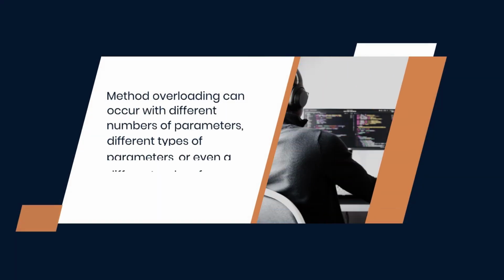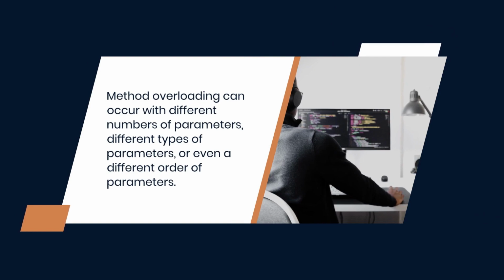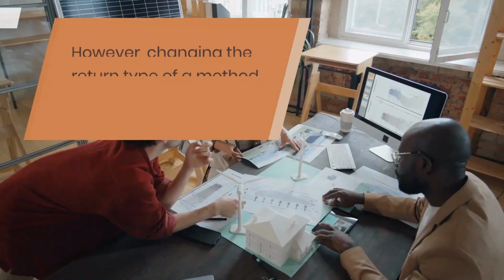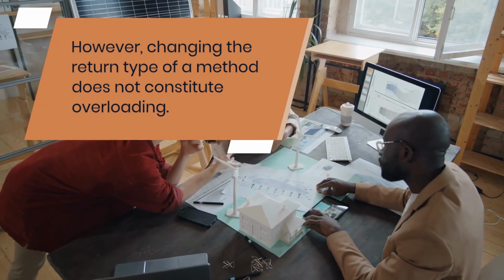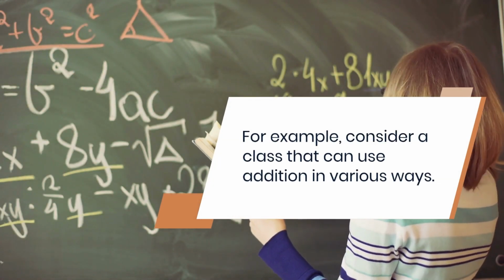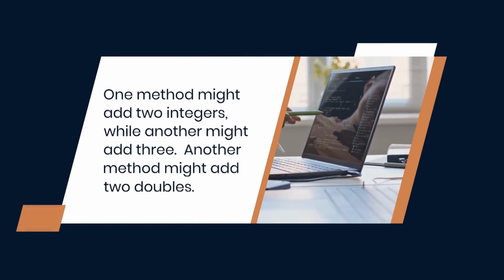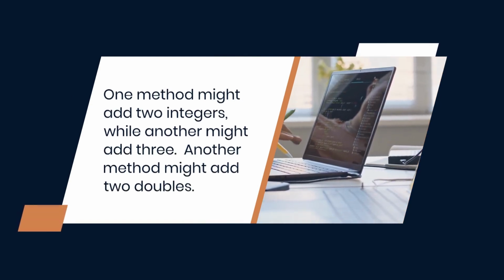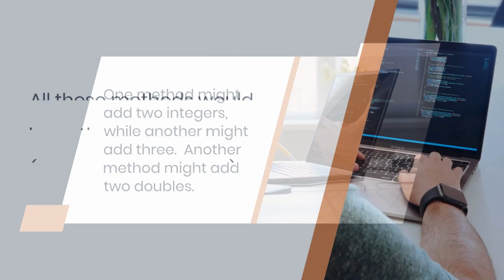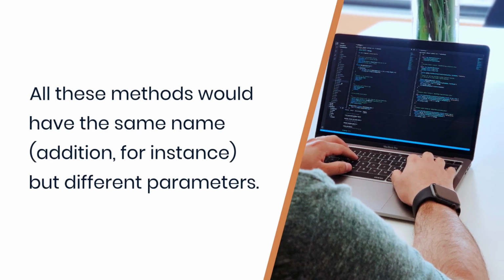Method overloading can occur with different numbers of parameters, different types of parameters, or even a different order of parameters. However, changing the return type of a method does not constitute overloading. For example, consider a class that can use addition in various ways. One method might add 2 integers, while another might add 3. Another method might add 2 doubles. All these methods would have the same name, addition, for instance, but different parameters.